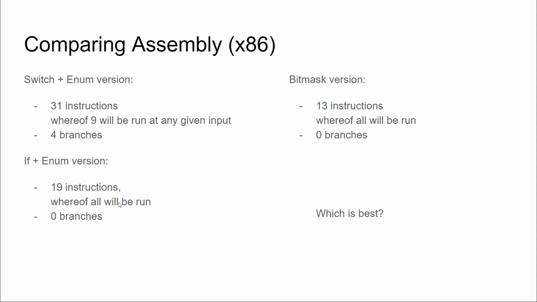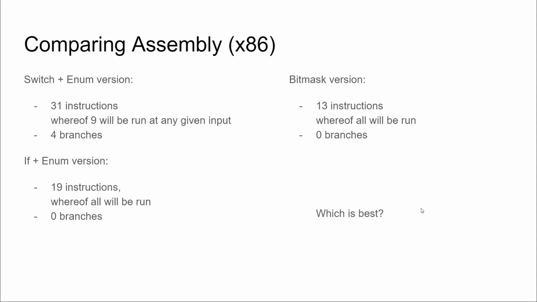The if enum version that I showed you next has no branches, and that's really good, but it has 19 instructions where all will be run, so it's far worse than this above maybe. The bitmask version is 13 instructions, significantly cutting down the number of instructions, and all of those instructions will be run. No branches again, and none of the versions did any memory operations apart from the store at the end, which is the same for all of them, so I'm not even counting it. Which is best?